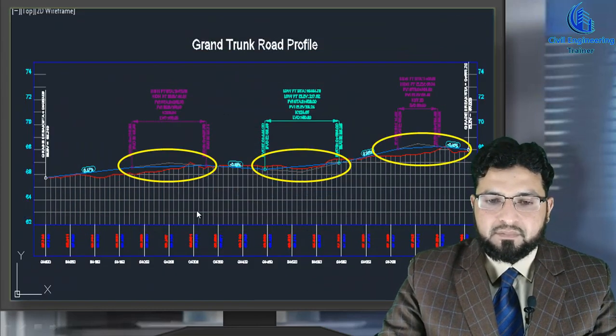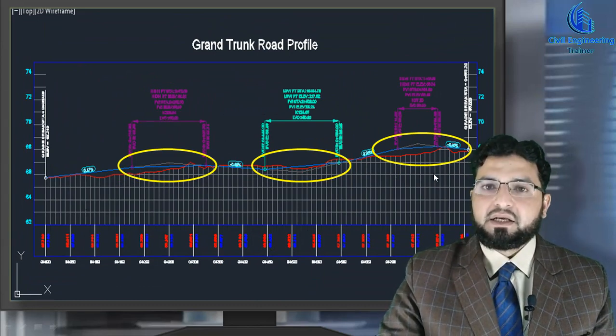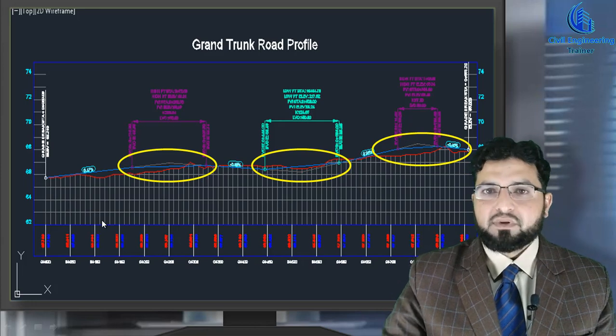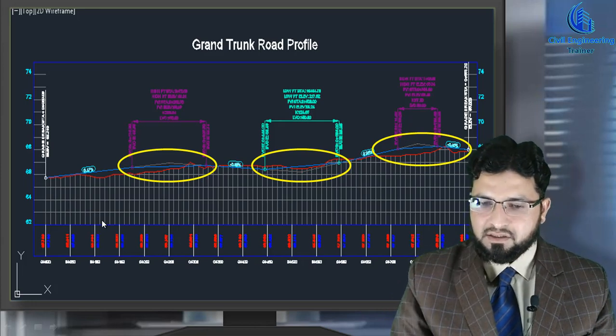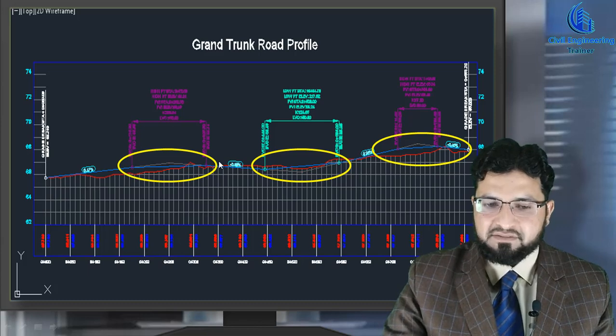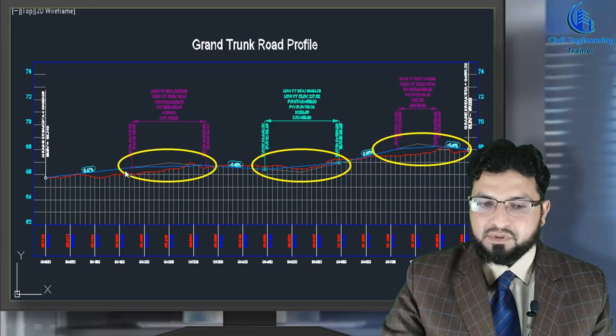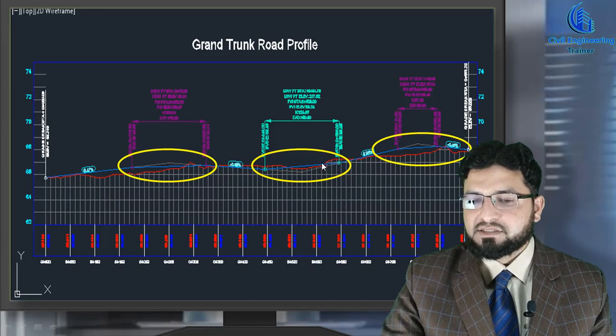See here, this is a profile. Profile means the longitudinal section of the road. If you cut the road along the center line, you can see that it looks like that. Here some specific curves are also mentioned. This is called a vertical curve. Here this is crest. The upper side curve is the crest, and this portion is called sag.